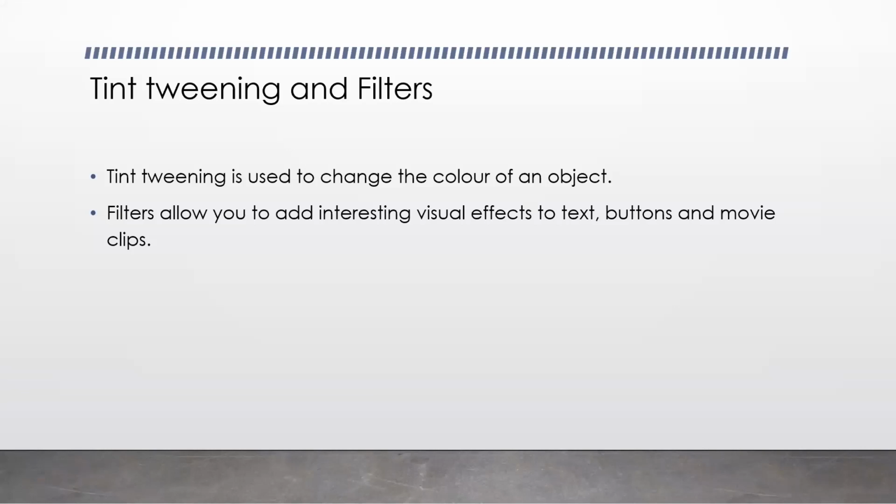Now again, you don't have to learn all these steps for this. It's just that you have to learn the recap points given at the back of this chapter on page number 52, in order to brush up the concepts which I have told in this class. All right, so the last topic was tint tweening and filters. Filters will allow us to add interesting visual effects to the text, buttons, and movie clips.